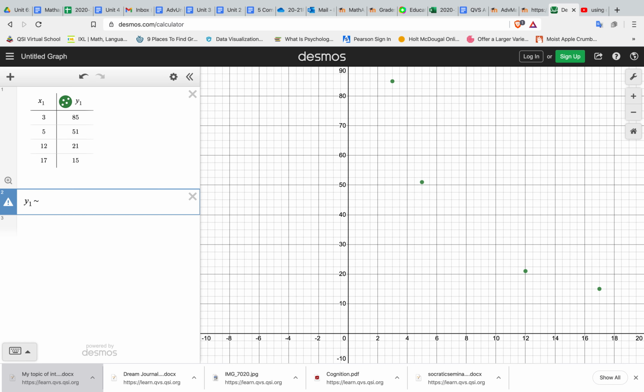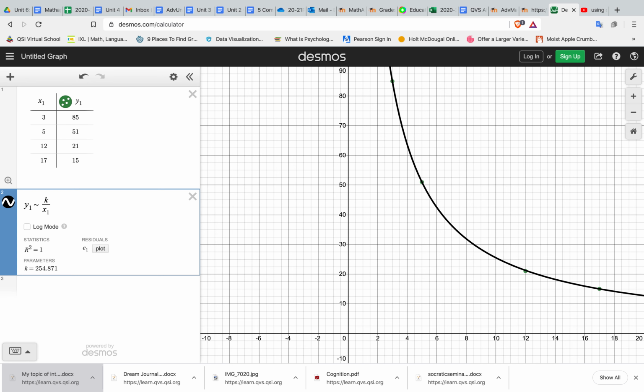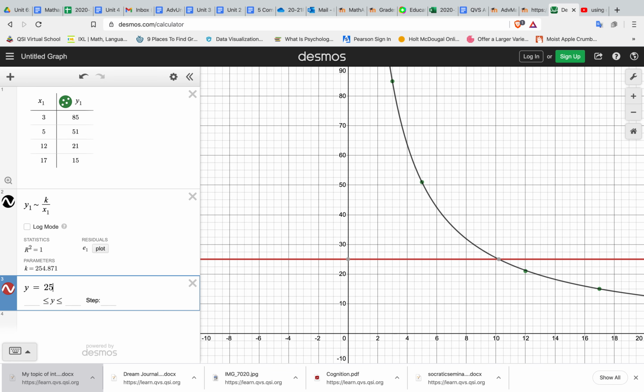All right, so we're working with indirect variation. So indirect variation was y equals some value of k divided by those x1 values. And you can see here the calculator, don't worry so much about these other things. The calculator gives you the value of k down here. And that means that our function is, I'm going to just write it down here so we have it, y equals 254.871 divided by x. And then again, it overlapped that again, right? I just took that function.